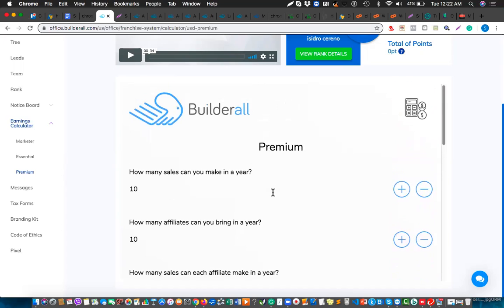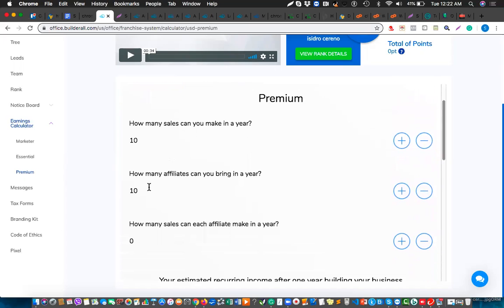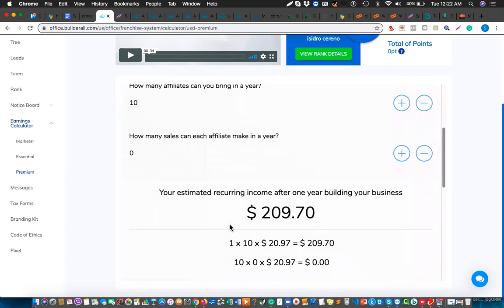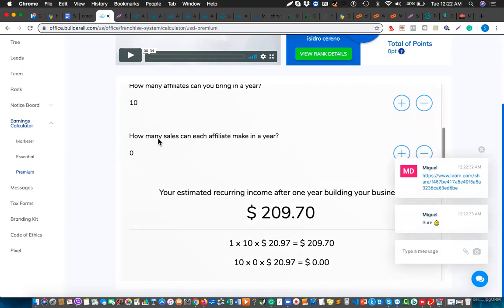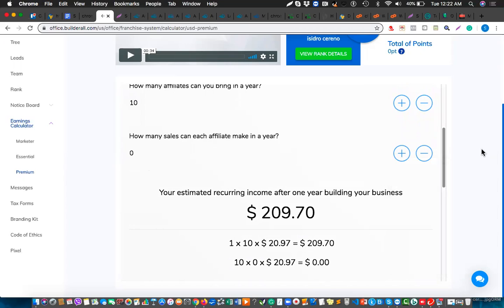So once you make 10 sales in the whole year, your passive income would be 20.97. That would be $209 a month. Now, when all of these become affiliates in a year, how many sales can each affiliate make in a year? Let's say you're going to help them make 10 sales in the whole year, and I am also going to help your team to make 10 sales under their belt in the whole year.